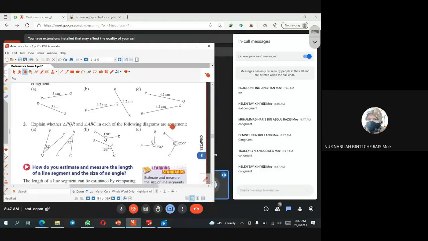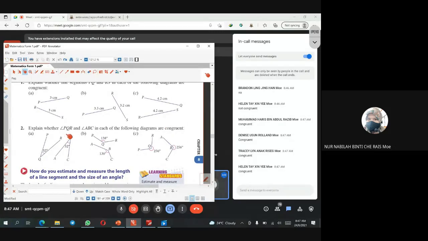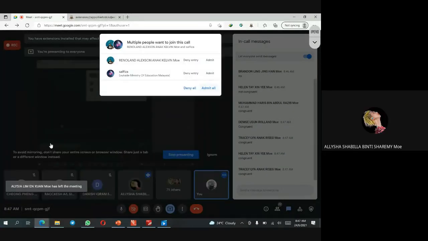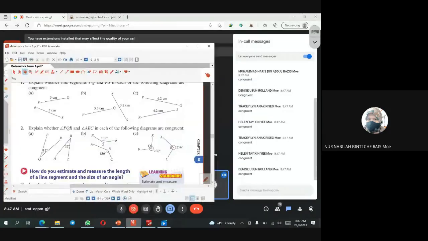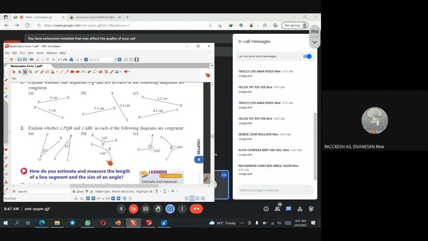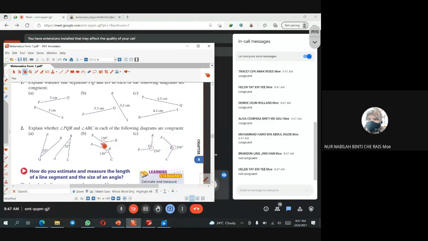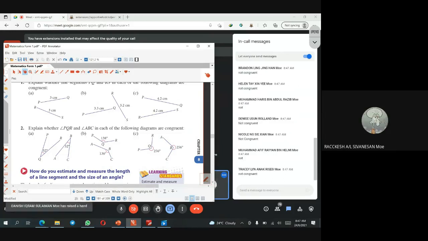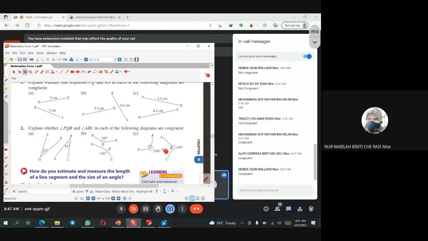Okay, now how about the angles? Are angle PQR and angle ABC congruent? Look at A. PQR is 32, and the other is 32, so these are congruent. How about B? Not congruent, because this one is 138 and this one is 136. And then C? Congruent. Yes, correct. So that is how you identify whether line segments or angles are congruent or not.